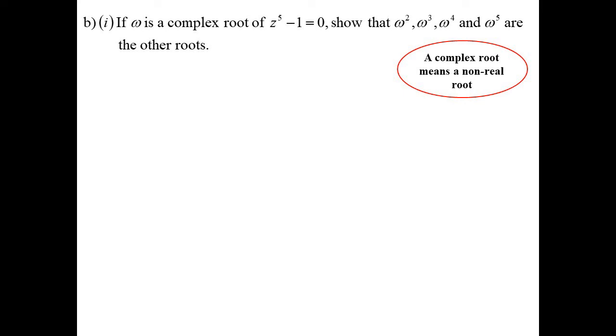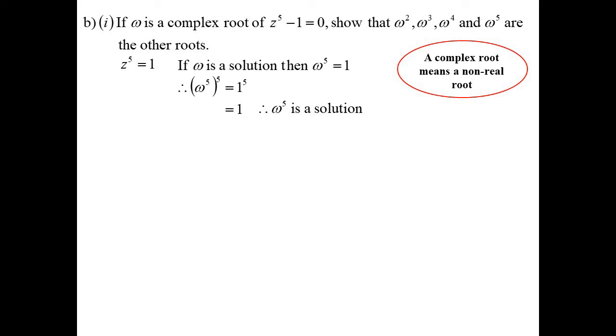So how do we do it? Well, basically, we just play with our index laws. We know z to the power of 5 is equal to 1. But omega is a solution, so therefore we know omega to the power of 5 is equal to 1. Well, omega to the power of 5, to the power of 5, would be 1 to the power of 5, which is 1. So omega to the power of 5 solves the equation, so omega to the power of 5 must be a solution. Now, omega squared, well, we sub that in to the power of 5. I could rewrite that to be omega to the power of 5, all squared. But we've now established that omega to the power of 5 is 1. So that's 1 squared, which is 1. Omega squared solves the equation, so omega squared is a solution.